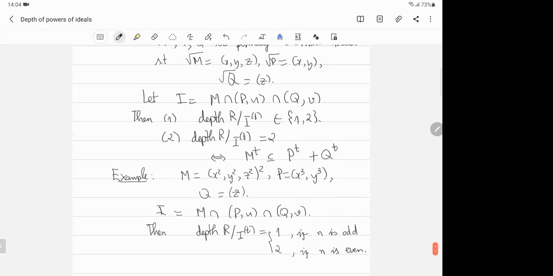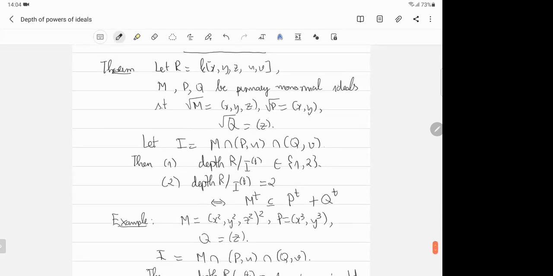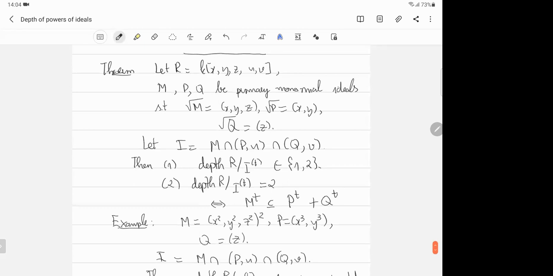So that means that the symbolic depth function of I is really periodic. Generally periodic.